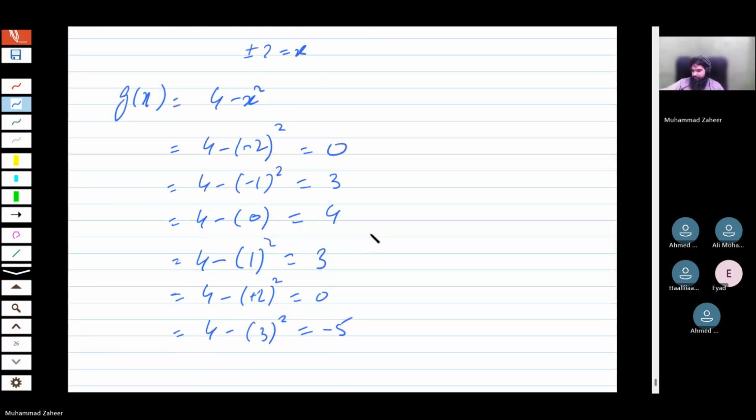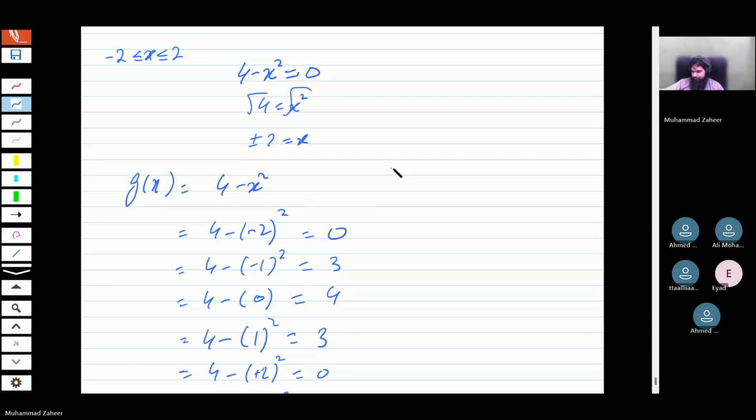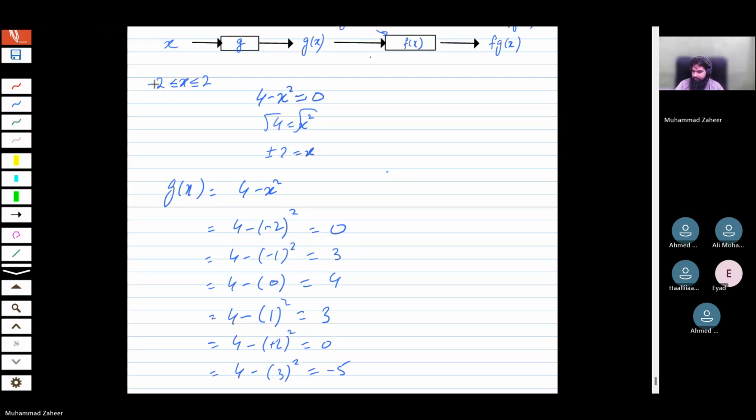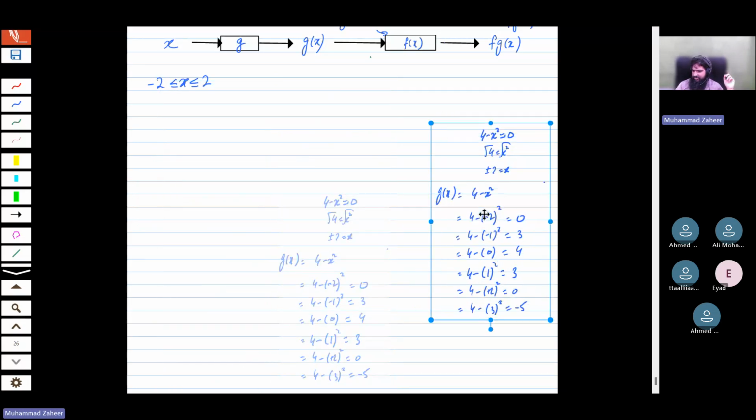So this is all my rough work. This is my rough work that I just want to show you because you don't have enough practice to find the domain and range. That's why I just do it step by step. Otherwise, you have to do these types of calculations mostly in rough work.